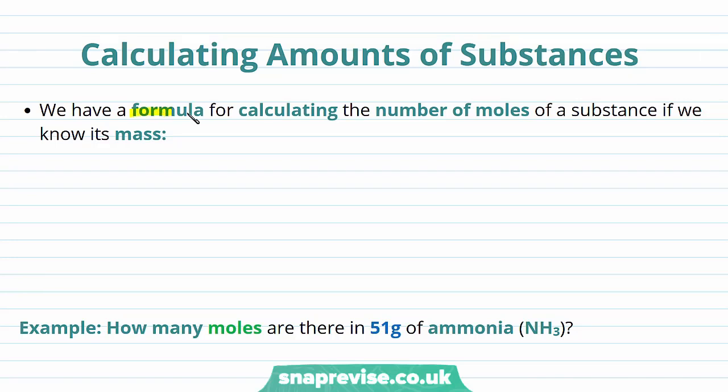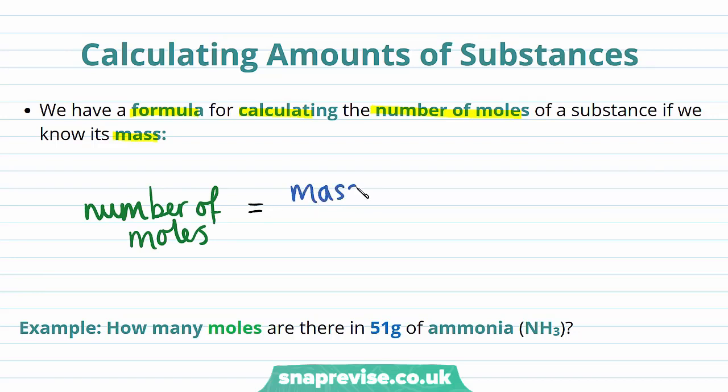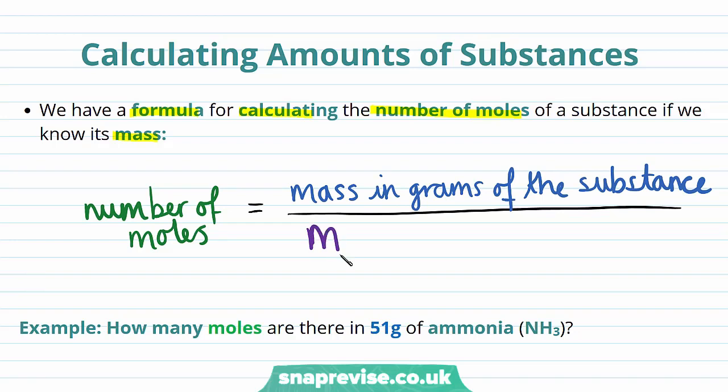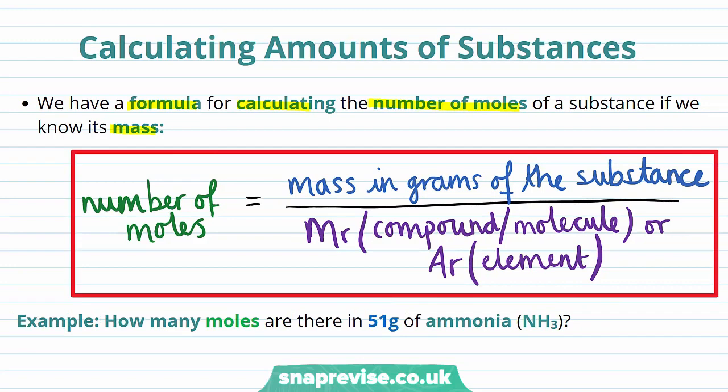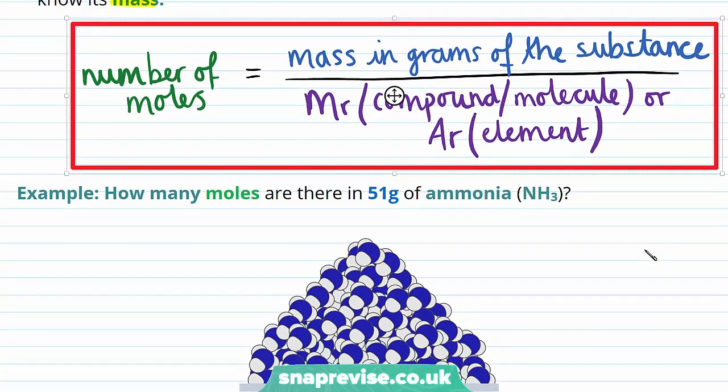This gives us a formula for calculating the number of moles of a substance if we know its mass, which is that the number of moles of a substance is equal to the mass in grams of the substance divided by the relative formula mass or MR value for a compound or molecule, or the relative atomic mass for an element, which is the same as its AR value. Let's look at a quick example of using this formula, which we can use for this question.